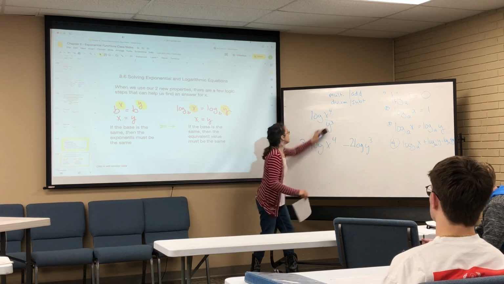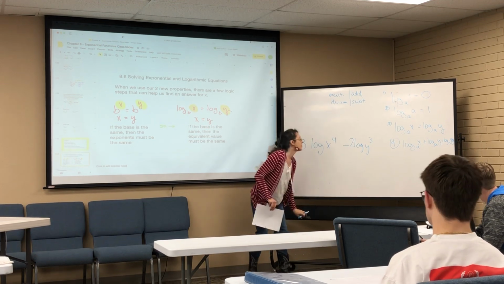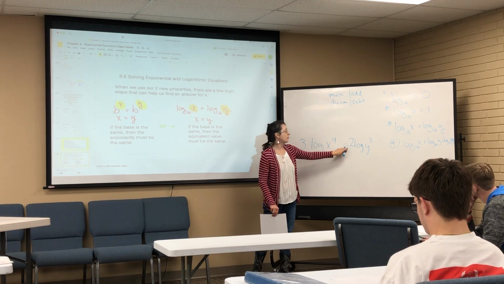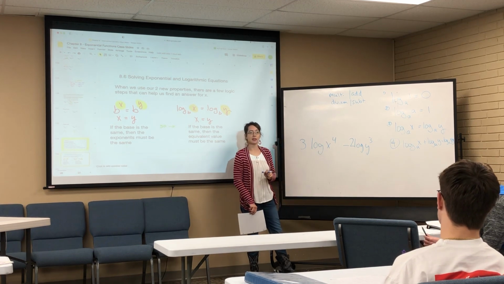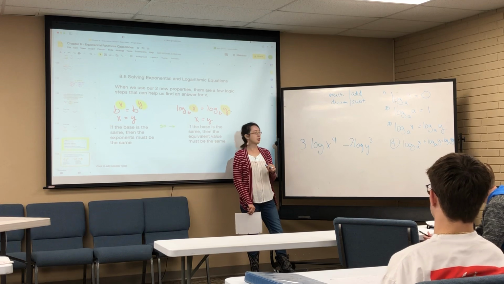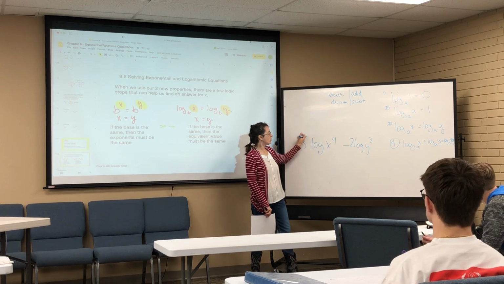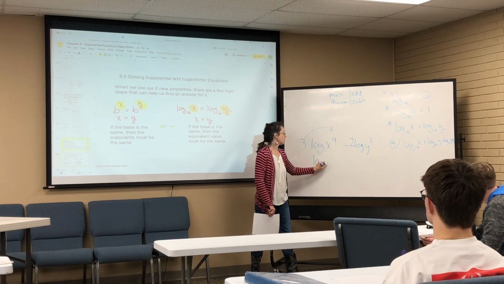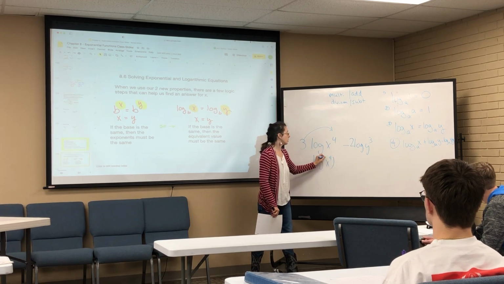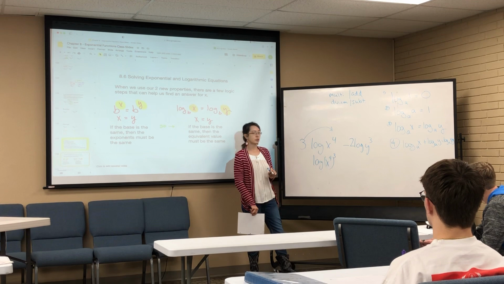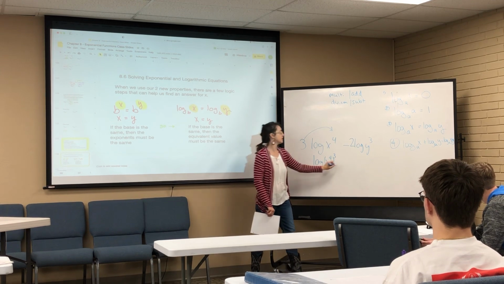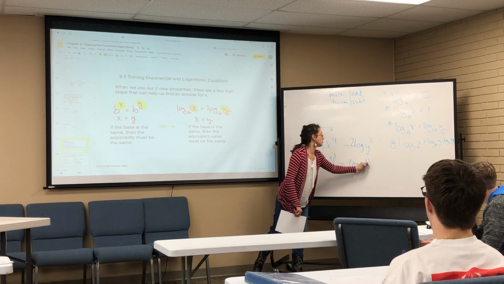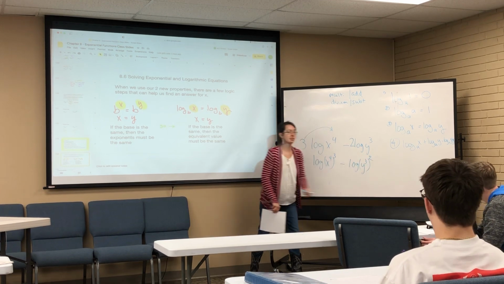Let's do this one now. 3 log x to the 4 minus 2 log y cubed. How could I simplify that and change it? We can move the 3, yeah, right? So log x to the 4 to the 3rd, minus log y cubed to the 2nd.